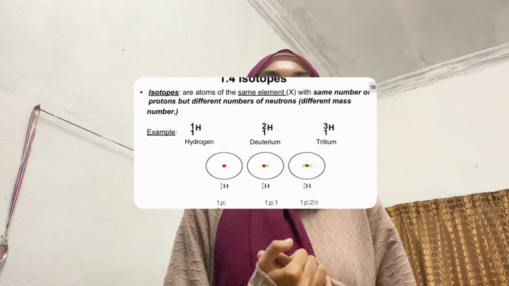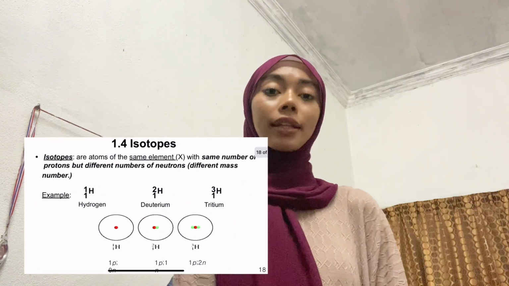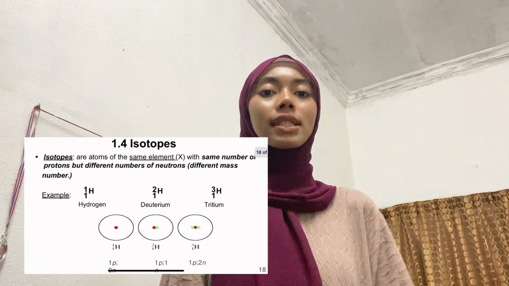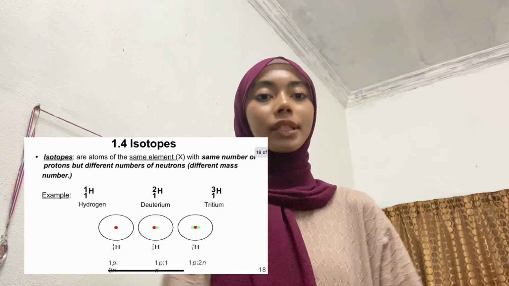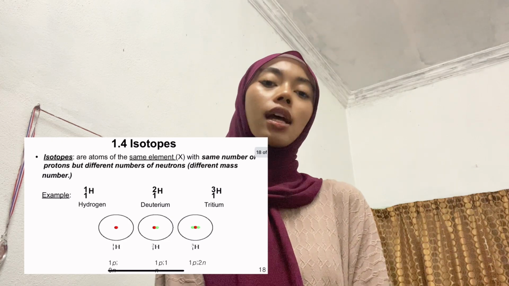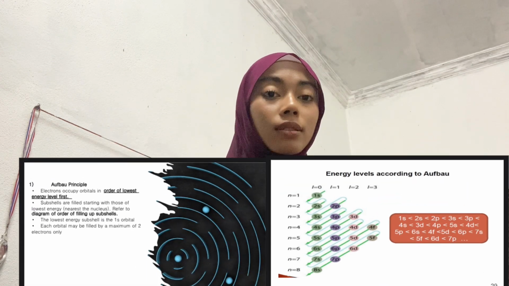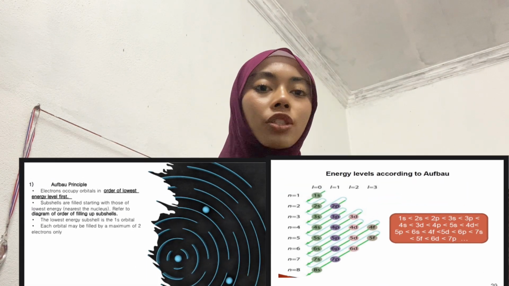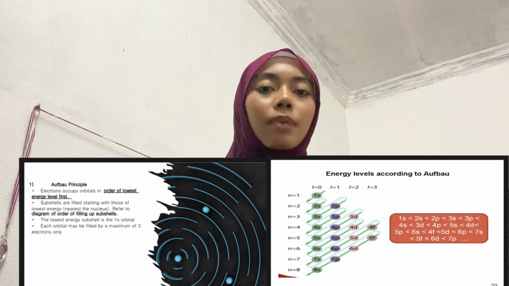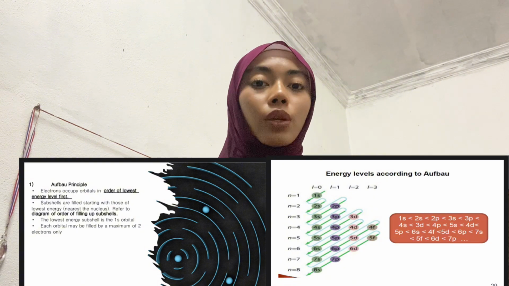Moving on to isotopes. Isotopes are atoms of the same element with the same number of protons but different numbers of neutrons. Lastly, three rules for assigning electrons to orbitals of an atom in the ground state. First, the Aufbau principle. Electrons occupy orbitals in order of lowest energy level first. Subshells are filled starting with those of lowest energy.